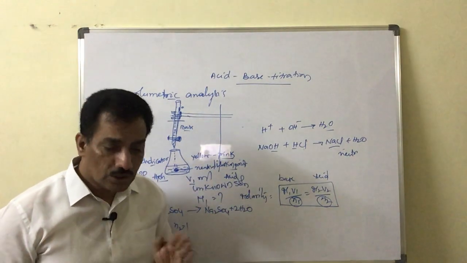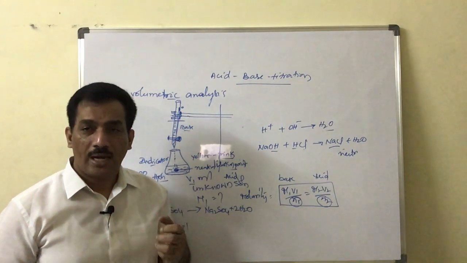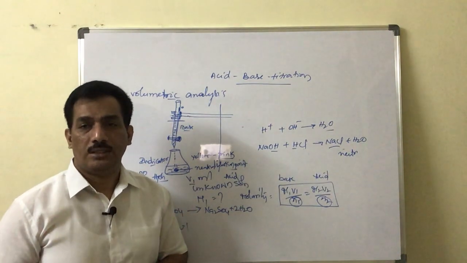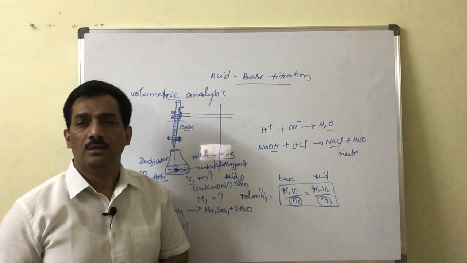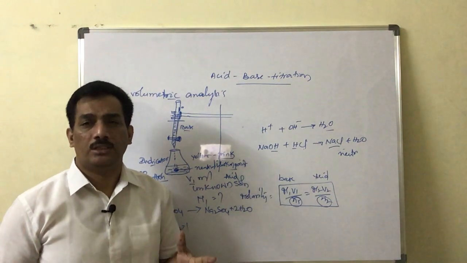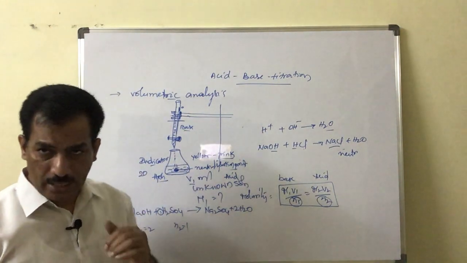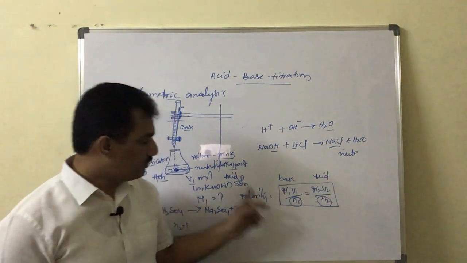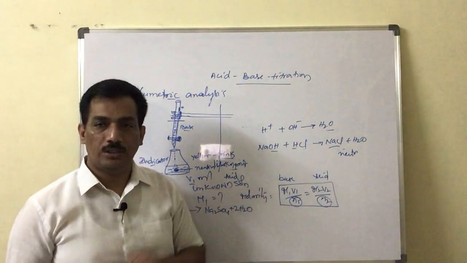When there is a sudden change in color, when we are adding the base to the acid after using the indicator, that indicates the neutralization point. At that exact neutralization point, with reference to molarity, this is the relation.